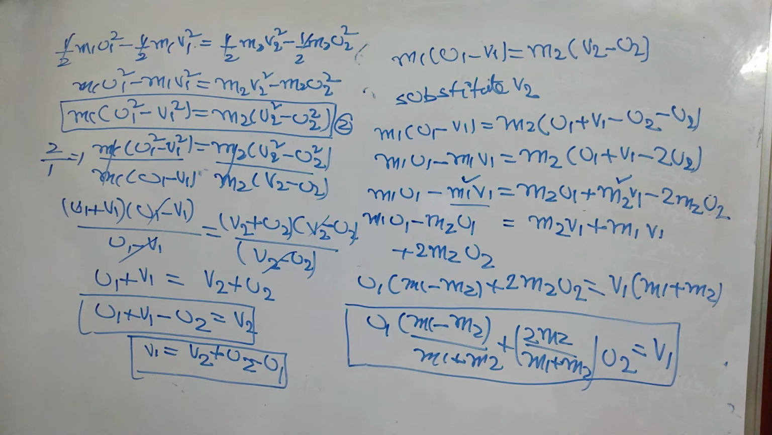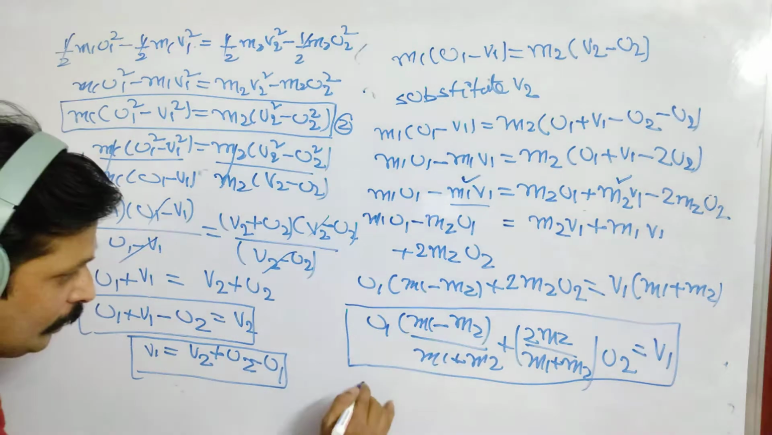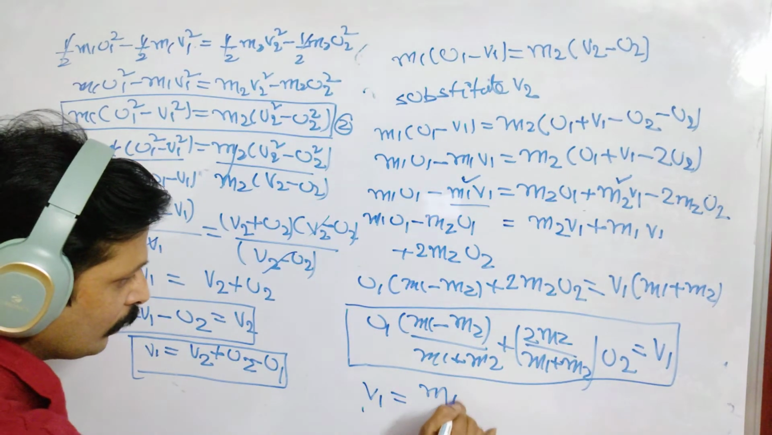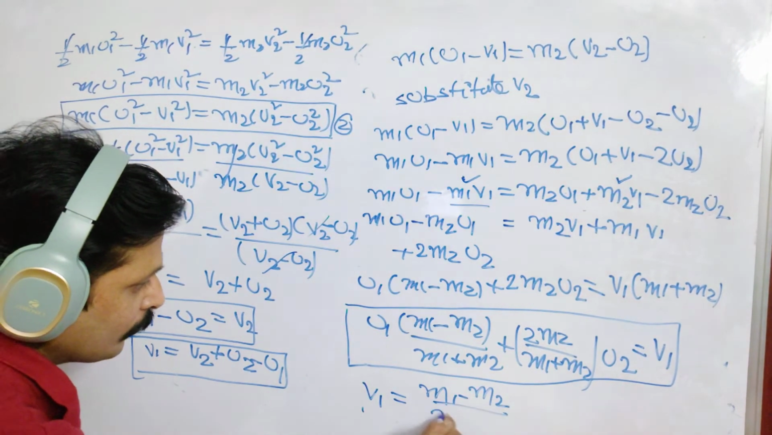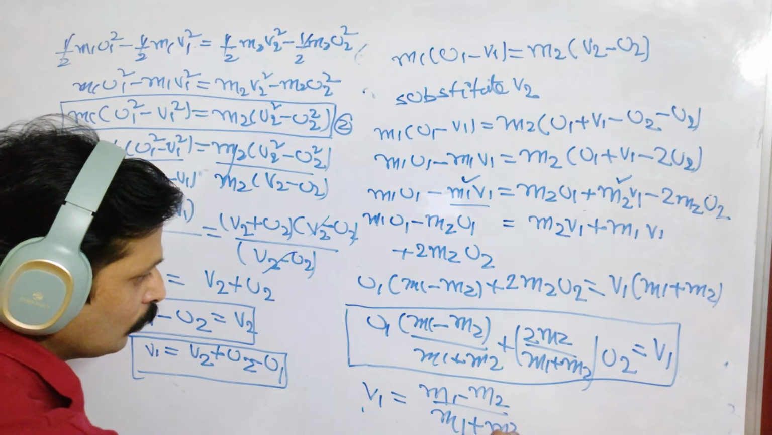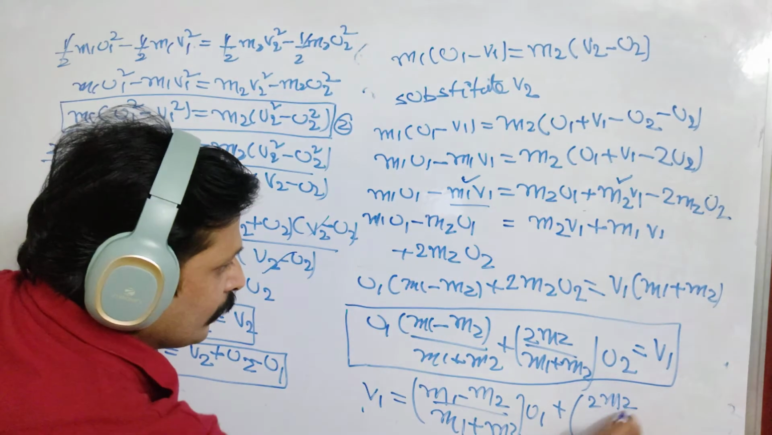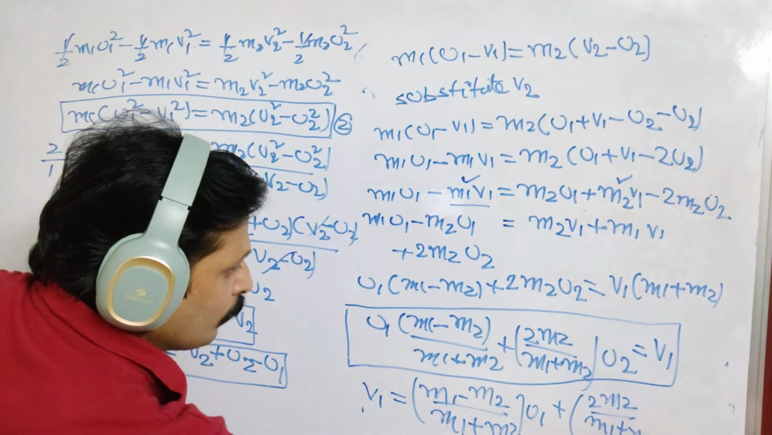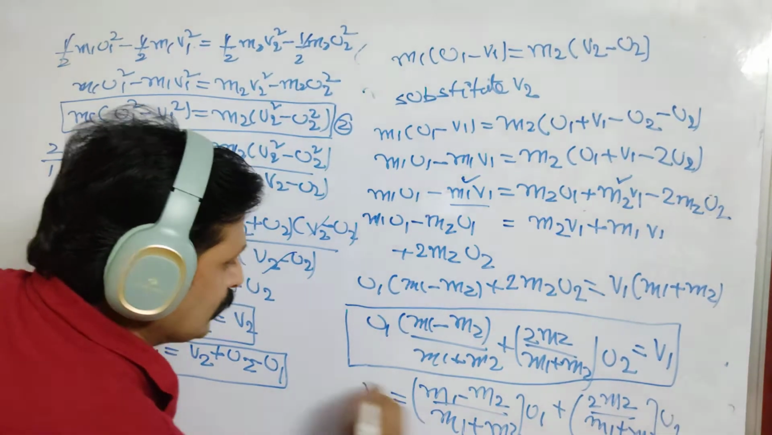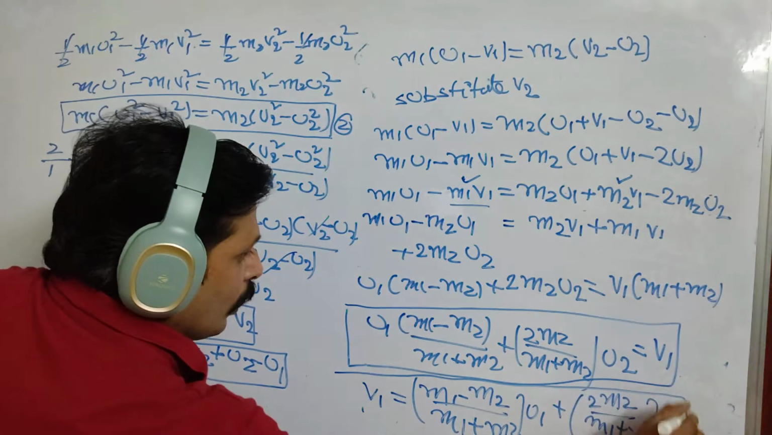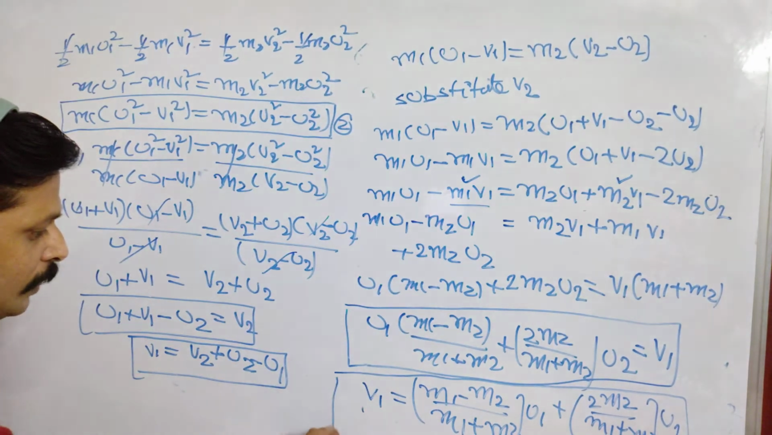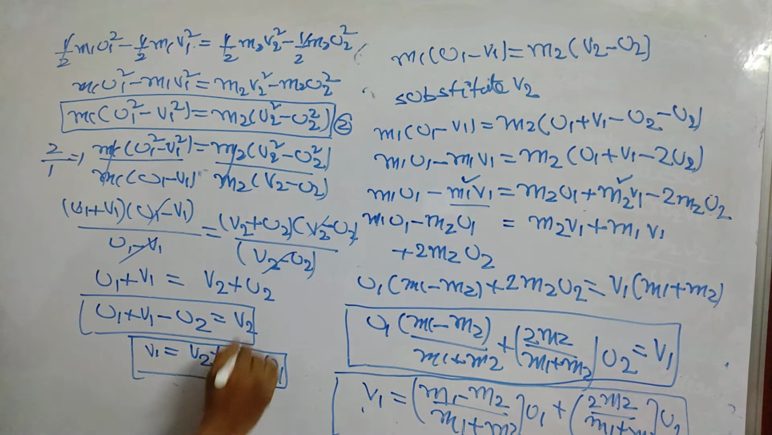One is called the law of conservation of momentum, the other one is the law of conservation of kinetic energy. From this, the standard form of representation is v1 equals m1 minus m2 by m1 plus m2 into u1 plus 2 m2 by m1 plus m2 into u2. This is the value we show at the end after simplification. That means the v2 condition is verified. Then go for v1 now.